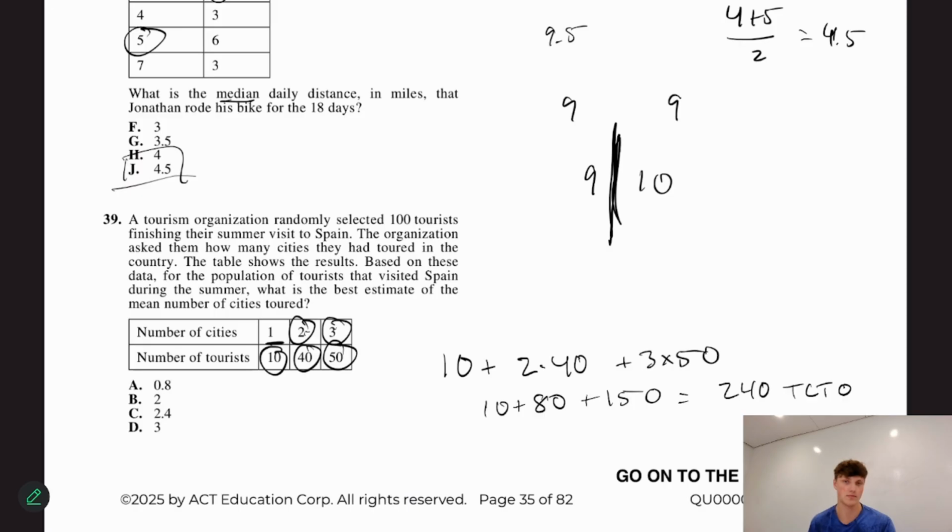TCTO. That's an interesting acronym, but either way. Now we know that there's 100 tourists, so the number of cities toured per person will give us a specific value of 2.4. And 2.4 is going to be our best answer.